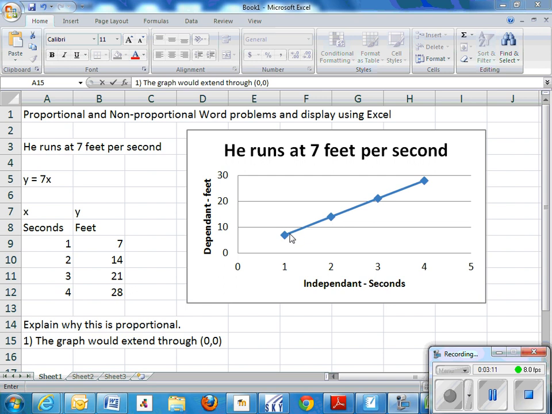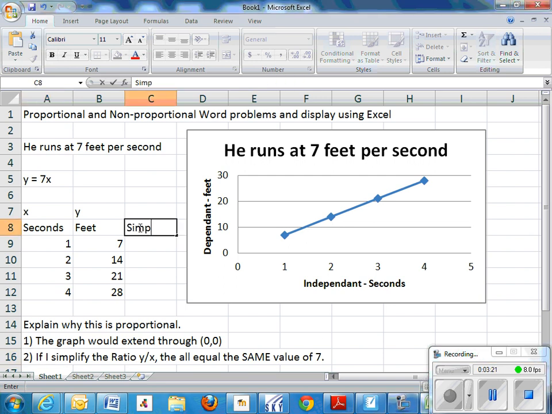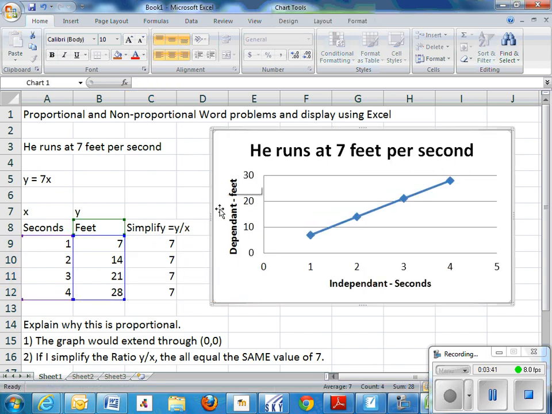The first reason, the graph would extend through 0, 0 if I extended this line. The second reason is I need to simplify by dividing, typing in equal the y value divided by the x value. So click on this box, click on equal, click on the y value, click on divide by, click on the x value, hit enter. That is how I simplify the ratio of y over x. And as it turns out, y divided by x, I'll simplify to the exact same value of 7.